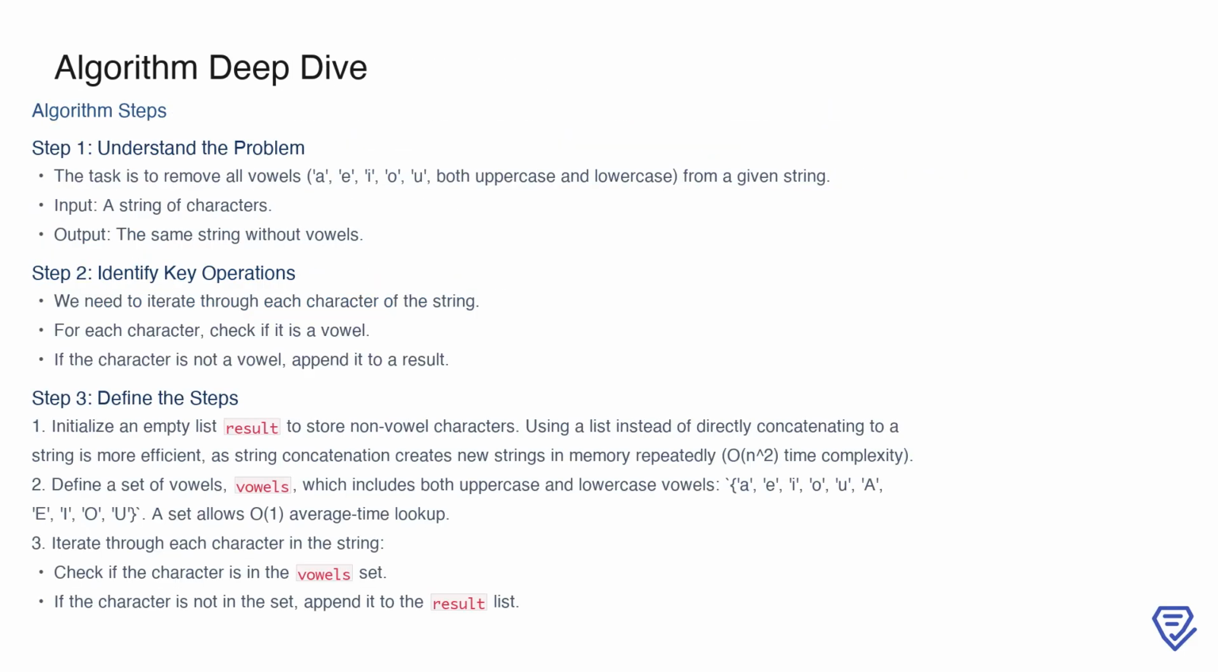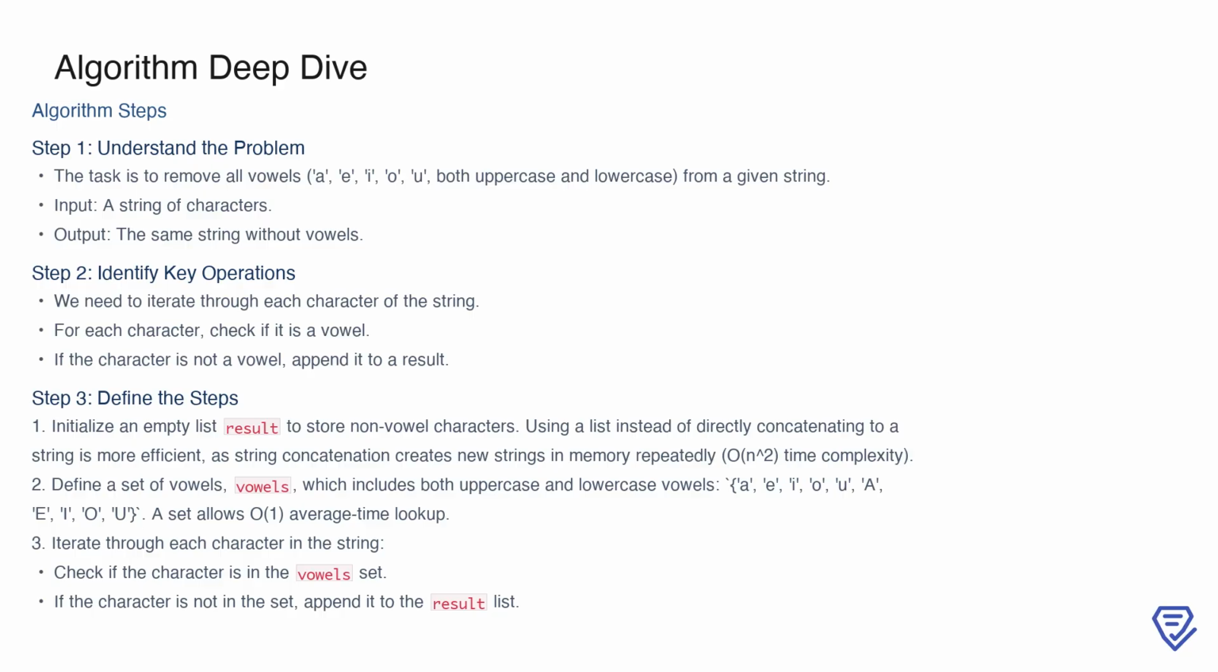To begin, the task is to remove all vowels from a given string, including both uppercase and lowercase vowels. For example, if the input is a string like hello, the output should be hll, since the vowels e and o are removed. To achieve this, we first identify the key operations. We need to go through each character in the string, check if it is a vowel, and, if not, append it to our result. The steps are straightforward.